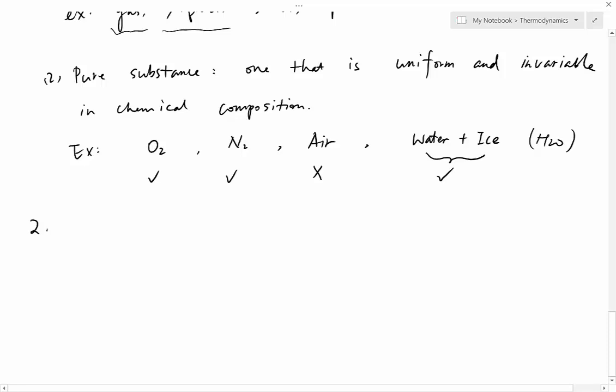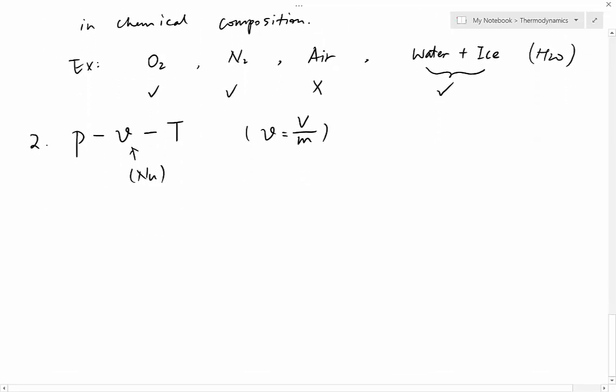All right, and then next one, we move on to the three properties that are really, really important for this class. What are they? First one, pressure. Second one, nu, specific volume. And then the last one, T, temperature. Okay, this one again is nu, which we introduced in the first week of class. Just in case you forgot, what is nu? Specific volume has a definition, that is volume over mass. Okay, we learned this in first week.